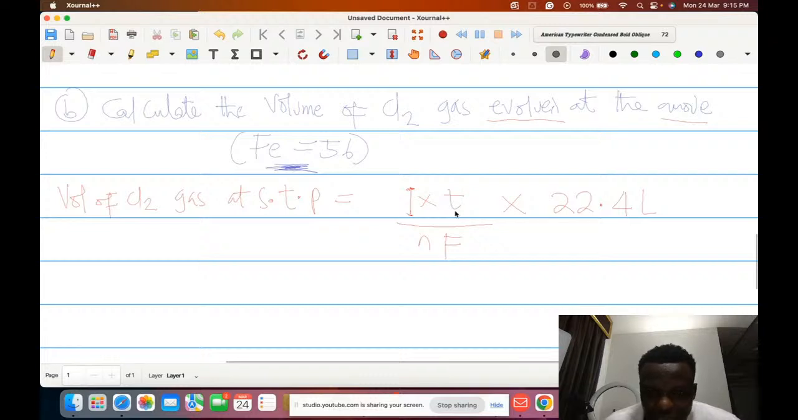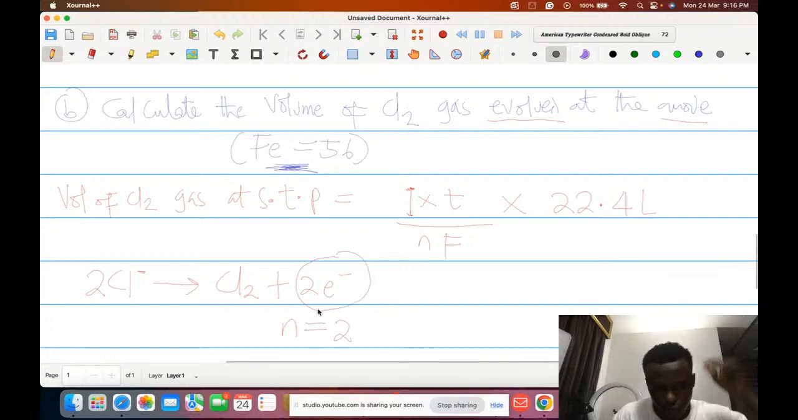The time is the same time we are going to use. The only difference is going to be the number of moles of electron. For metals, the metal gains electron, they are reduced. For non-metal, they lose electron. So the equation of this reaction would be: 2 moles of chlorine ion will lose electron and become this. So the N for this is equal to 2.